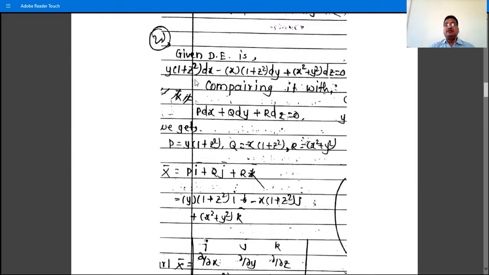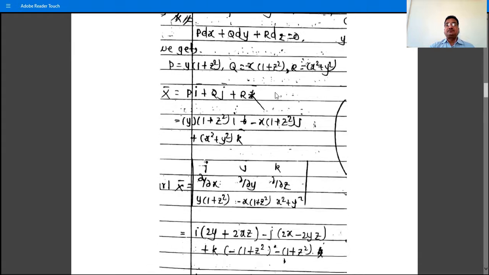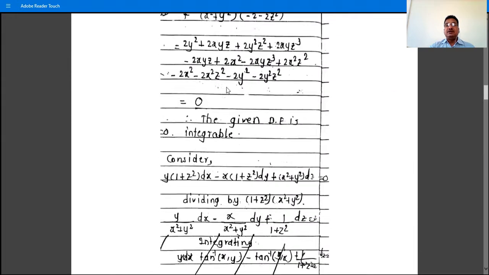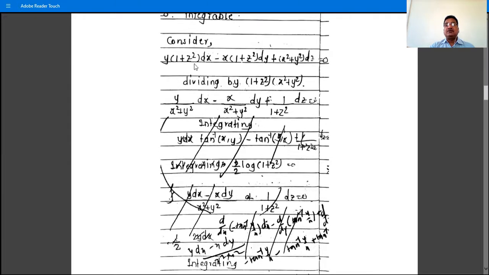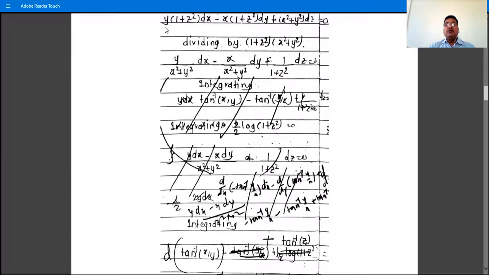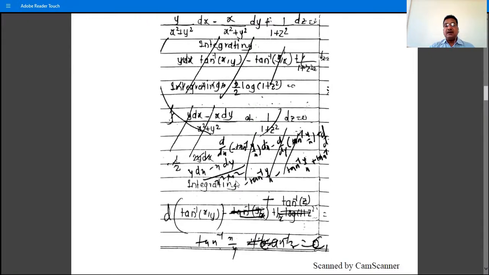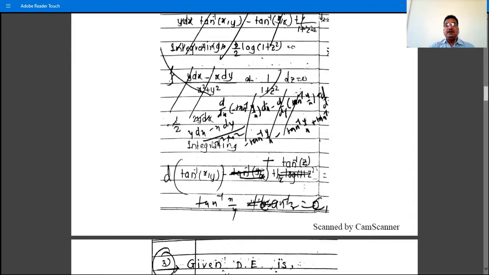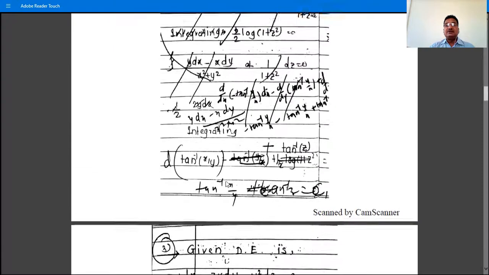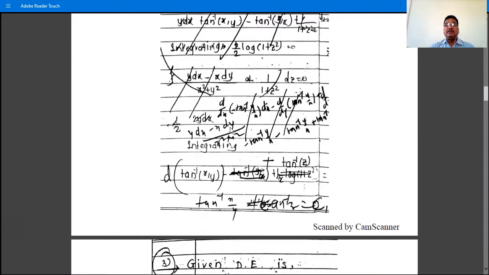If you observe this example, y(1 + z²) dx − x(1 + z²) dy + (x² + y²) dz = 0. So check first that it is integrable, then divide by (1 + z²)(x² + y²). So what we have? We have (y dx − x dy)/(x² + y²), and it is a derivative of tan⁻¹(x/y).